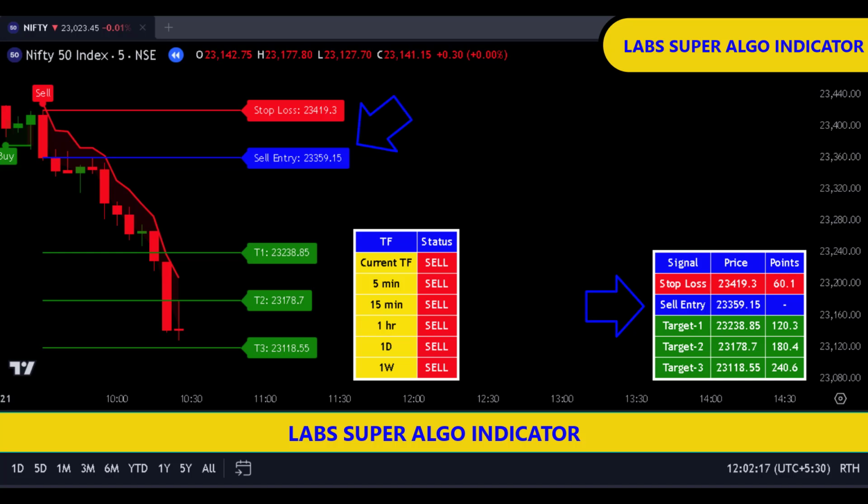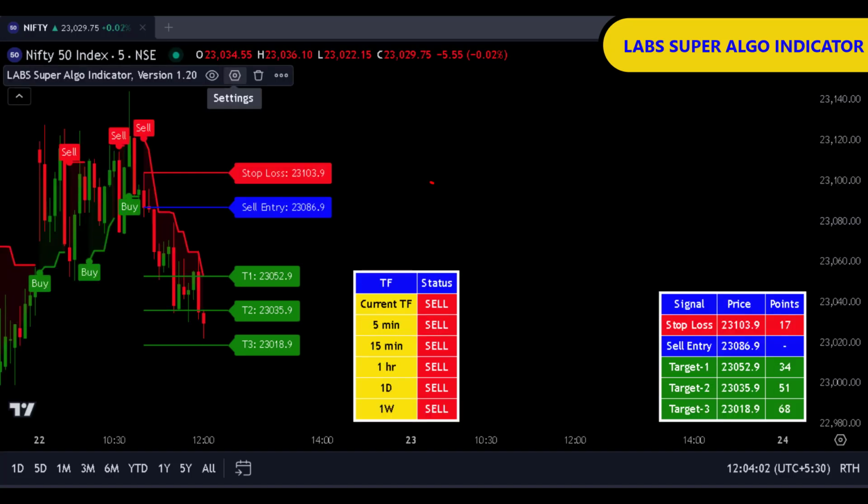For example, right now the entry here is 23,359.15. So, a trader must choose the at the money strike price, which could be 23,350. Okay. So as of now, we have seen various features of this indicator. Now let's take a look at the input panel of this indicator. For that, click this settings icon.